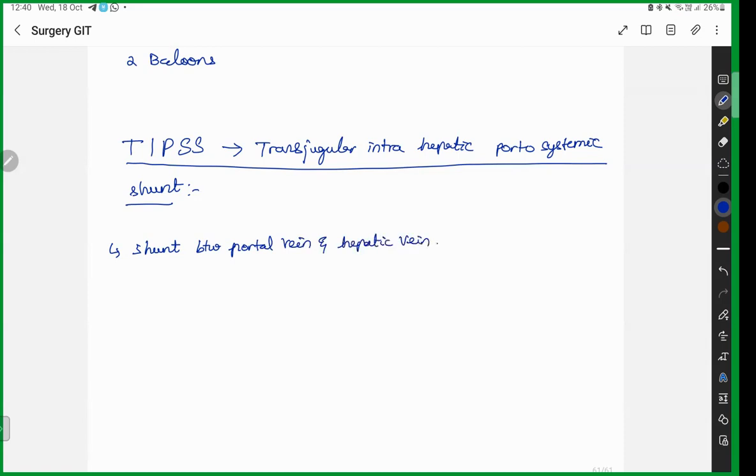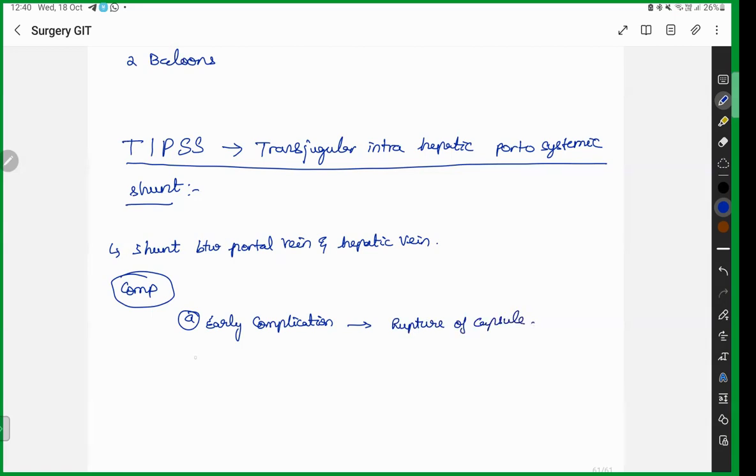Okay, so what are going to be the complications which are going to be arising? Complications are going to be early complication. Early complication is going to be rupture of capsule.